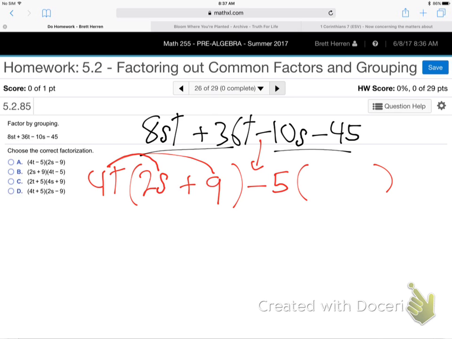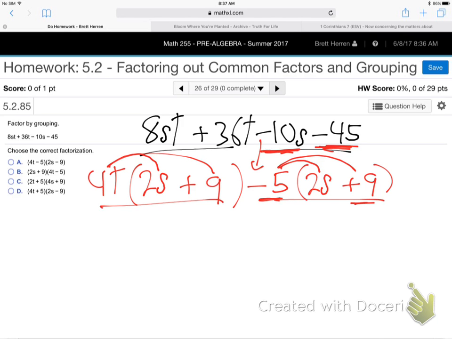Now, what's going to go on the inside? Minus 5 times what? We'll go back to minus 10S. 2S, right? Minus 5 times 2S is minus 10S. Good? And minus 5 times what will be minus 45? Positive 9. Minus 5 times positive 9 makes minus 45, huh? Switched the signs on the inside. And that produces a match with the 2S plus 9, 2S plus 9. It's doubly right.